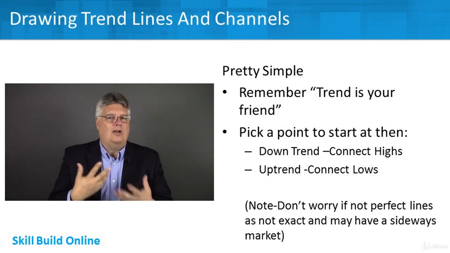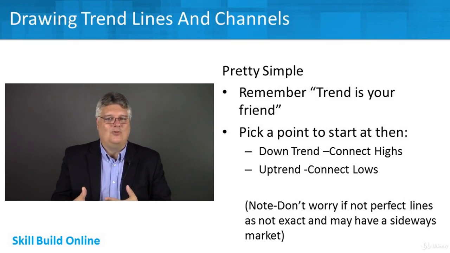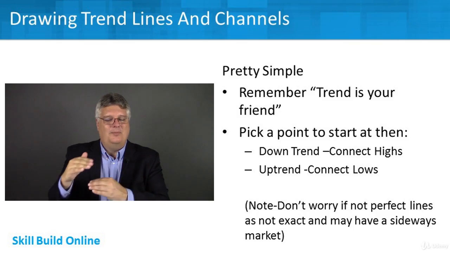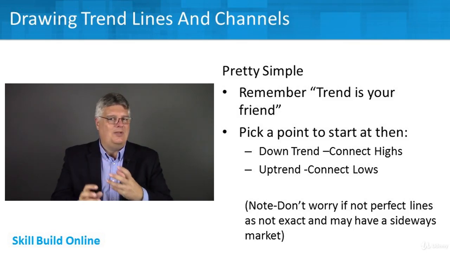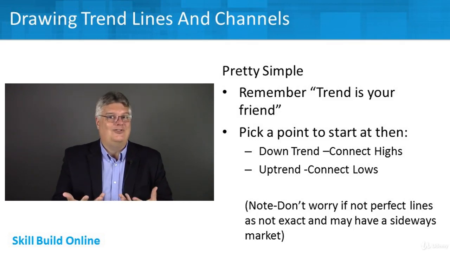And don't worry when you're drawing these lines that they're not exact or perfect. It's not a perfect world, so your lines are not going to be necessarily exact. You're looking for an overall trend, not super perfect lines. You're really looking for the trend. And sometimes you might be in a little bit more of a sideways market anyways. There might not be a very established trend as it is. But that'll tell you that when you draw your trend lines.